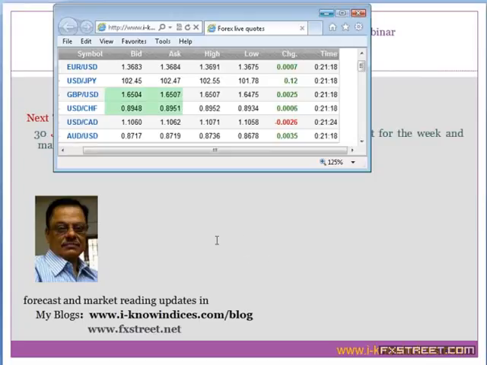Then George, if any pair dips and reverses to the initial low or high, what does it mean? And if they stay at the low or high, what does it indicate? I explained it many times. Suppose this is the initial low in the case of Euro, 1.3675. They come below that, say 1.3650, and come up to 1.3675.